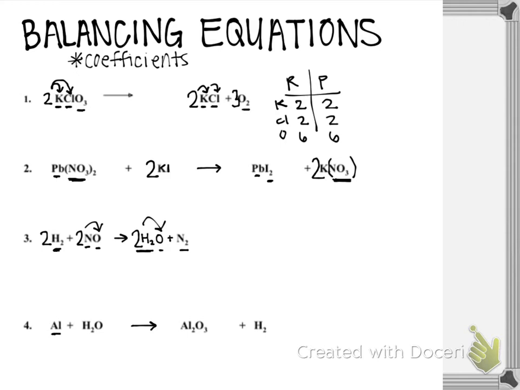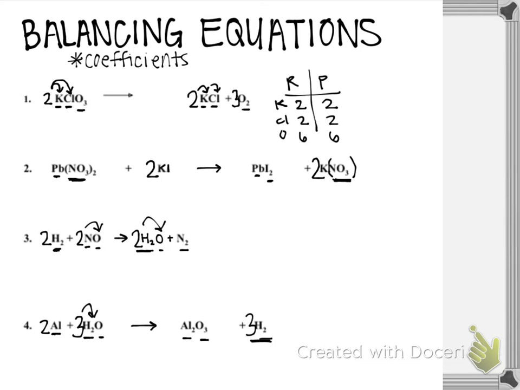So Al, you've got 1 and 2. So we're going to make this 2. H, you've got 2 and 2, so that's fine. O, you have 1 and 3. So if I made this 3, that means my oxygen is 3 and oxygen is 3. That also now changes my number of H. 3 times 2 is 6, so I need to make sure my product has 6 H's. So I need 3 because 3 times 2 is 6.